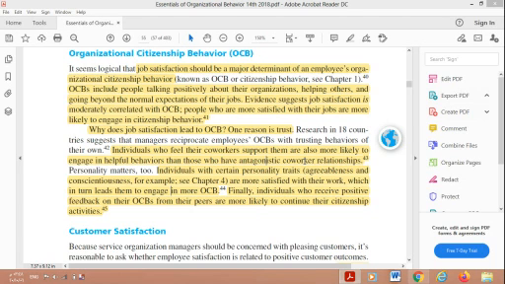So employees with organizational citizenship behavior always talk about the organization in a positive manner, even if they criticize it. This criticism will be in a constructive way, not in a destructive way.